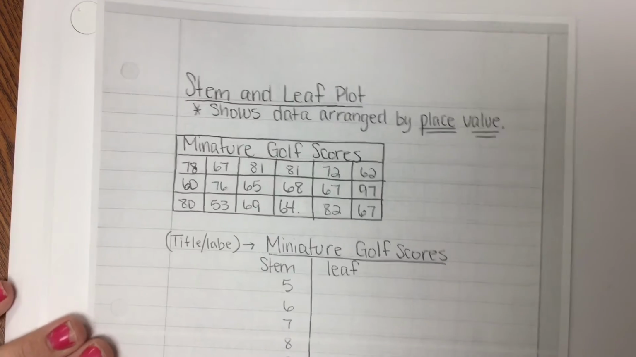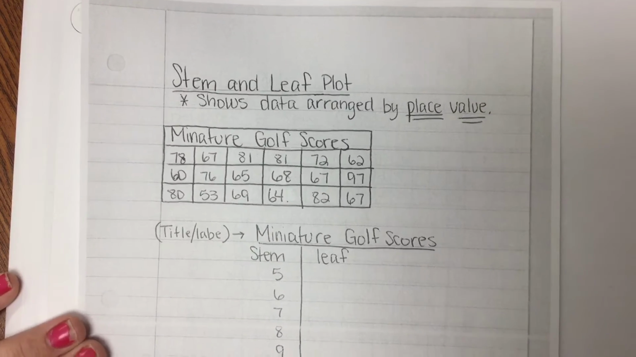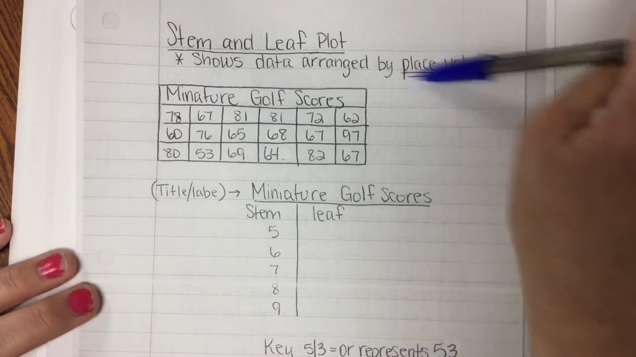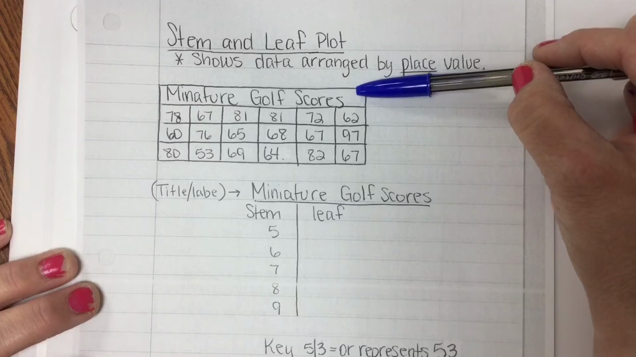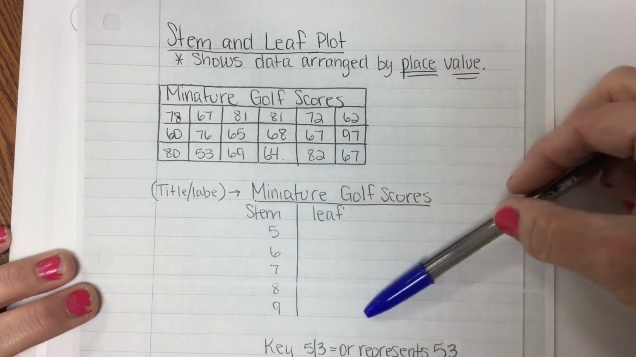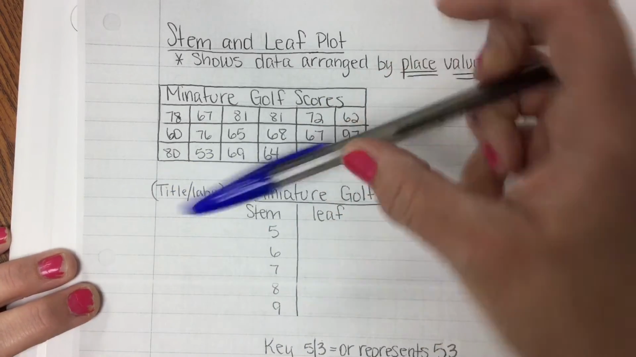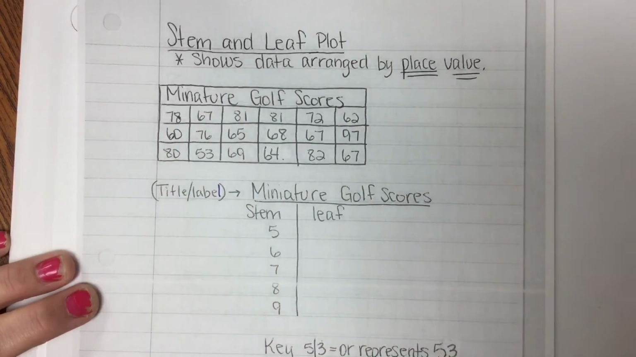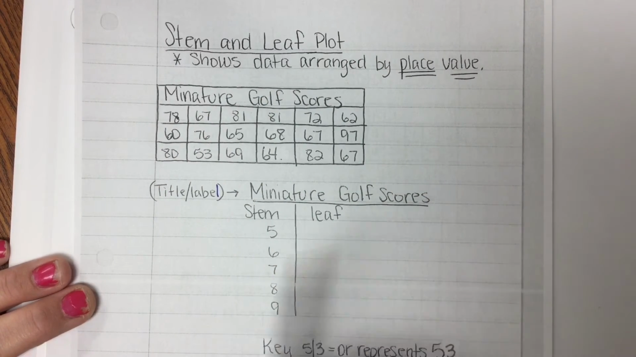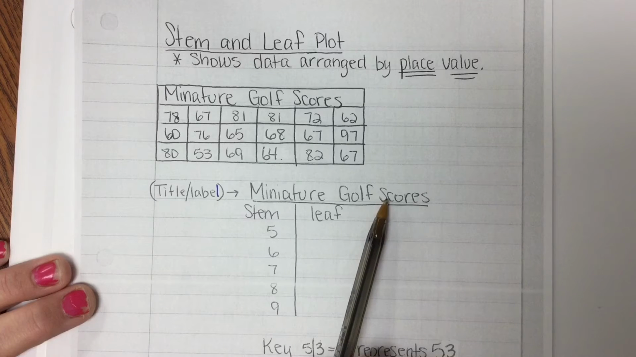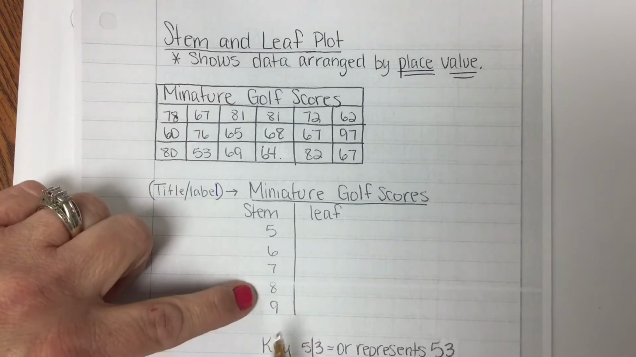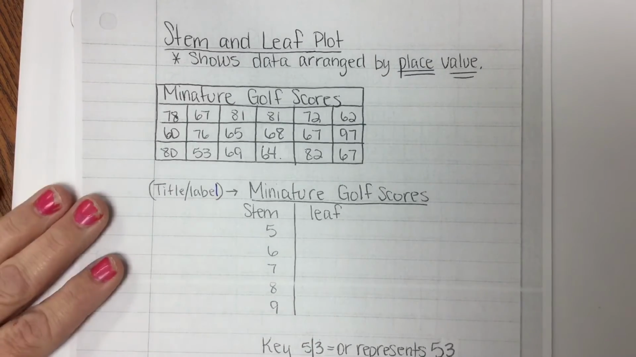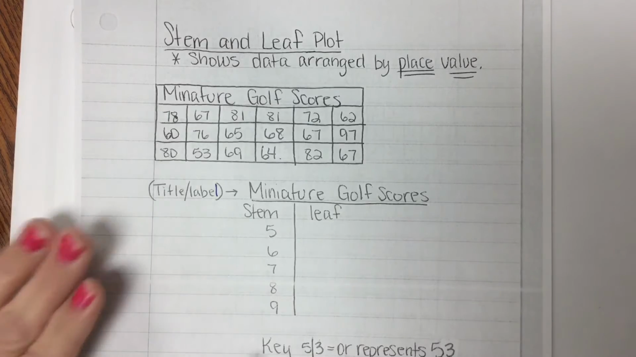Okay, all right. Stem and leaf. Stem and leaf shows data arranged by place value. All right, same thing. You're taking information from a chart, which has a title, miniature golf scores, and then you're going to make a stem and leaf chart. Again, your stem and leaf has to have a title or a label, sorry. Okay, fix that on your paper. Miniature golf scores. All right, you're going to have a stem and you're going to have a leaf. So I've already given you the stems, and you're going to input the leaves based on this information.